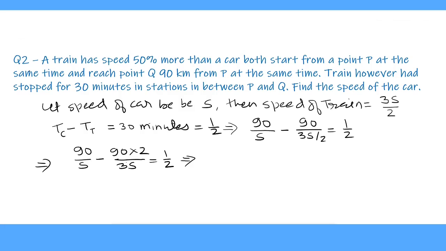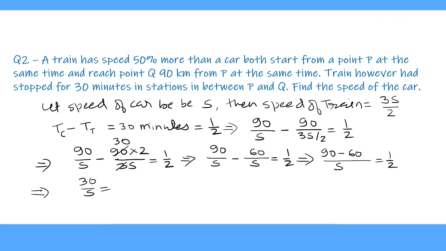So we cancel 3 of the denominator with 90 of the numerator, which is 30 times. This gives us 90 upon s minus 60 upon s equal to 1 by 2. LCM is s, and 90 minus 60 equal to 1 upon 2. So 30 upon s equal to 1 upon 2. This gives s equal to 2 into 30, which is 60.